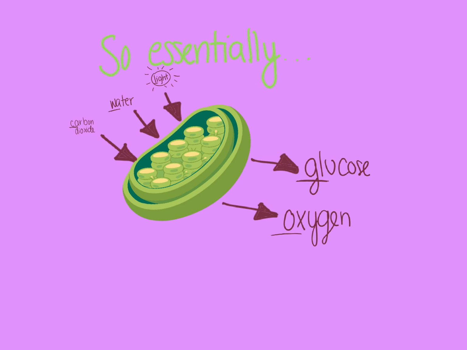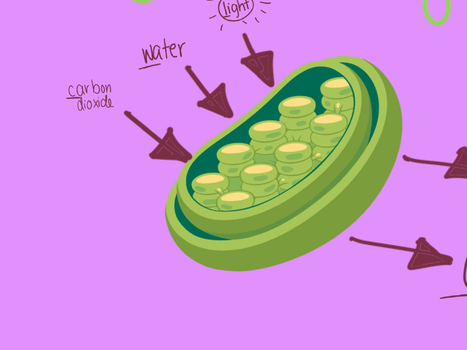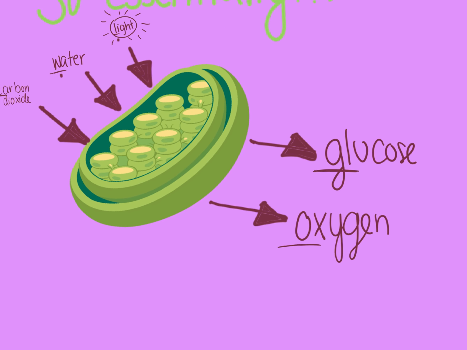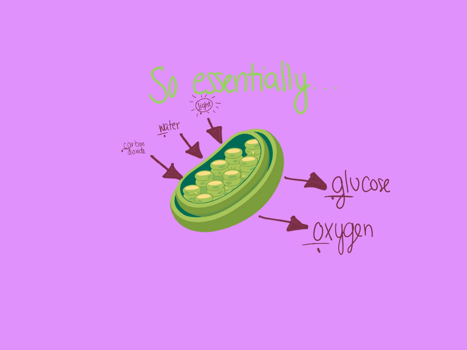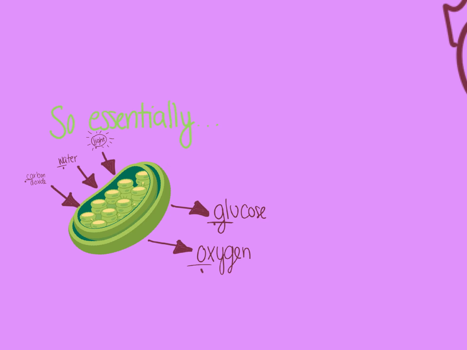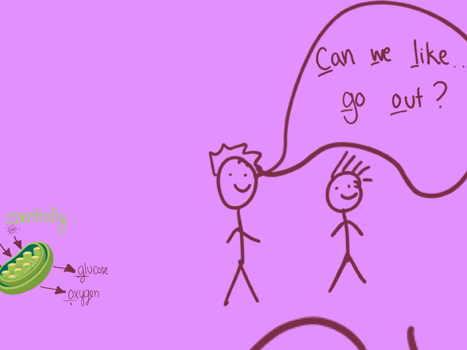So you guys can see our beginning letters of our inputs are C, W, L, and our beginning letters of our outputs are G, O. That's how we get our special memory technique.